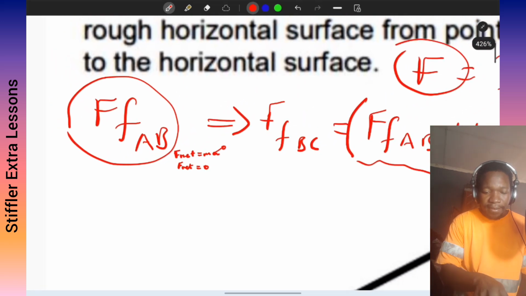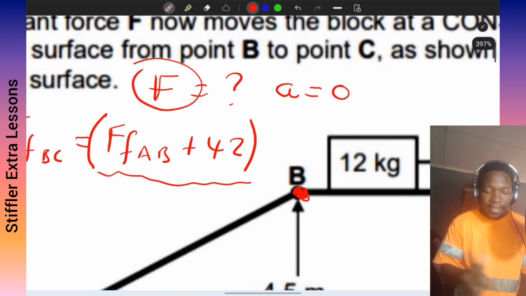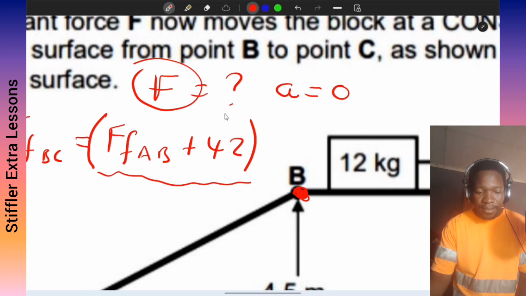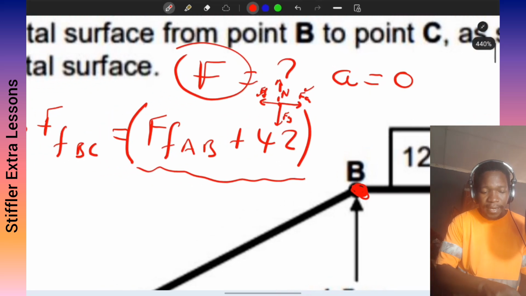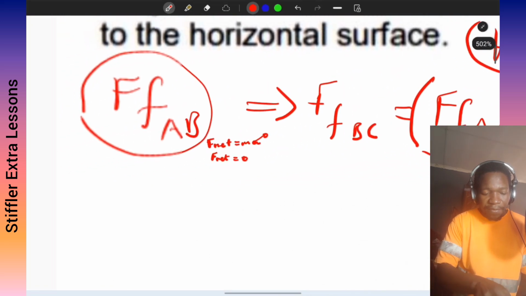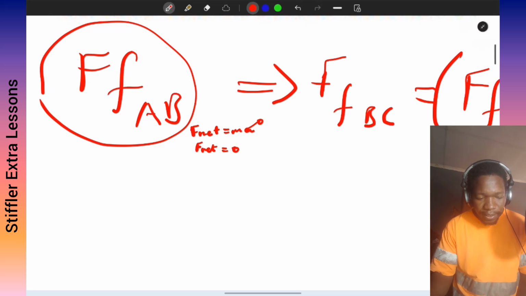So we can see that from B to C, this object is on a horizontal surface, which means that we have normal force, gravitational force, and we also have frictional force and force applied. So we only have two forces acting parallel to the motion. It means that our F net now becomes force applied minus frictional force being equal to 0.